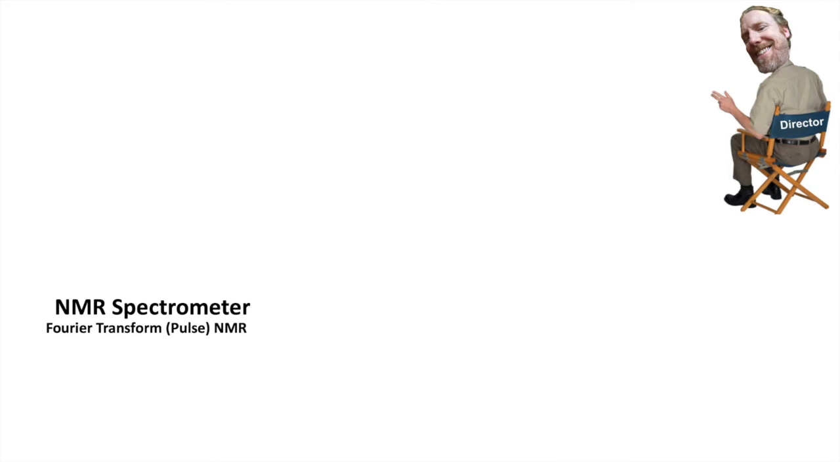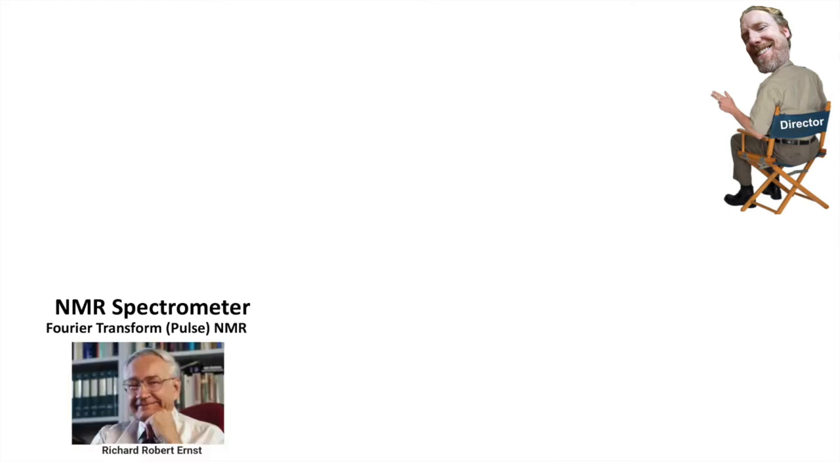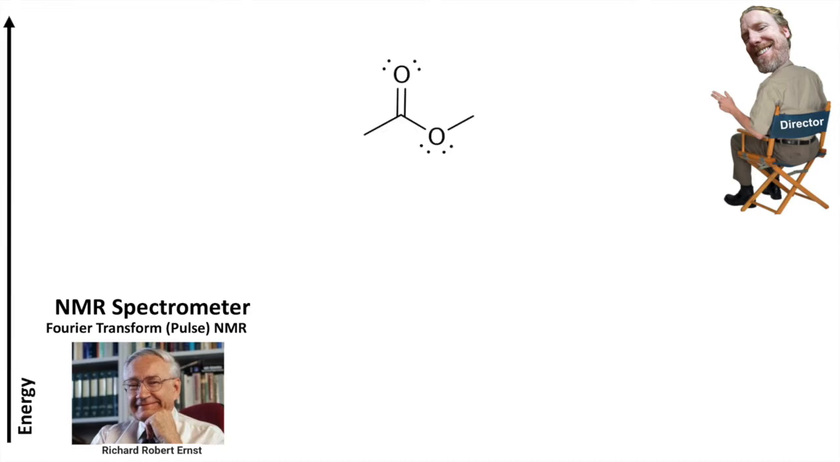Fourier transform pulse NMR. Richard came up with this. He's the one who got the Nobel Prize for making this instrument so much more powerful. So our energy again going up along the side there. Here's our molecule, methyl acetate, same one again.